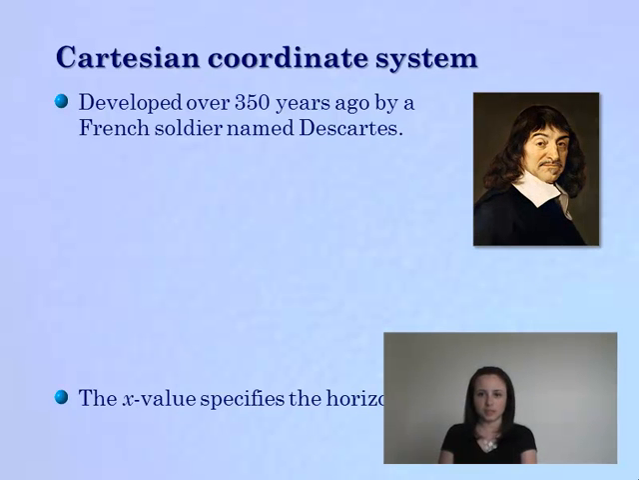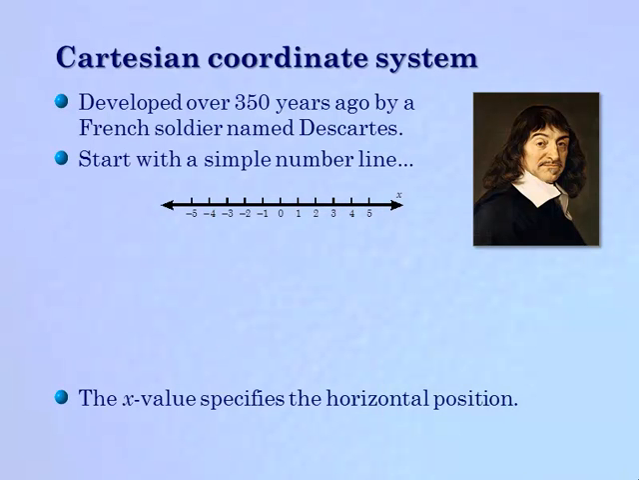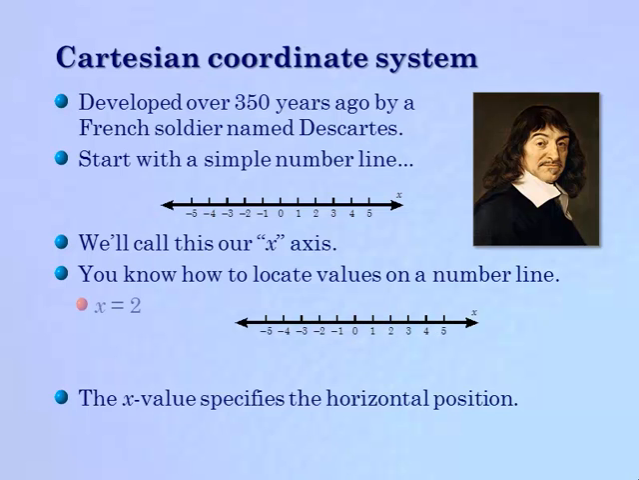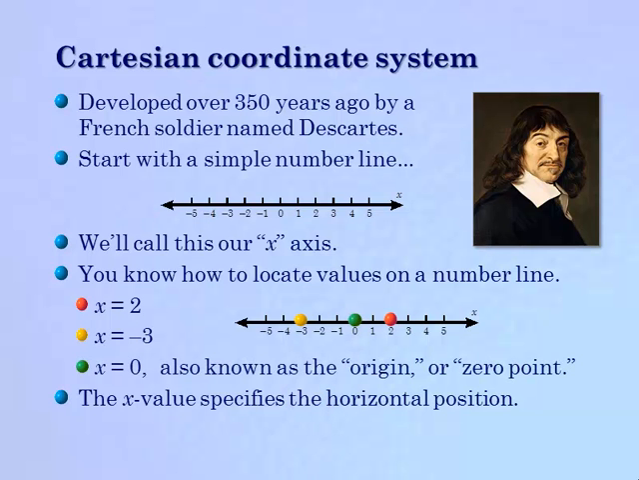The Cartesian coordinate system was developed over 350 years ago by a French soldier named Descartes. It started with a simple number line graph. This is something that you've probably seen in elementary school, so you're really familiar with it: from negative numbers out to positive numbers with a 0 in the middle. We'll call this our x-axis, and you know how to locate those values on a number line. For example, x equals 2, or x equals negative 3, or x equals 0. 0 is also known as the origin, or the 0 point, and that's terminology that you'll need to become familiar with.